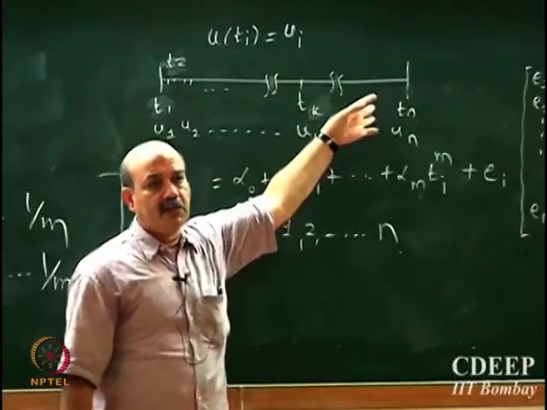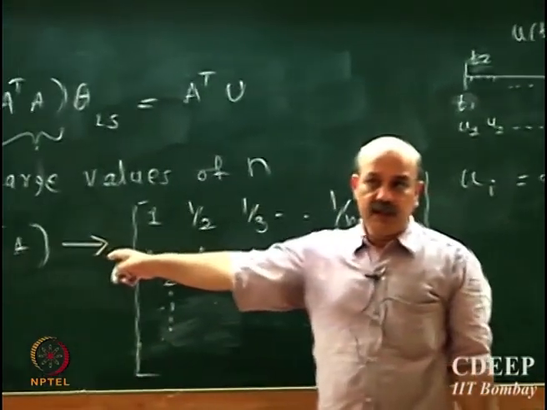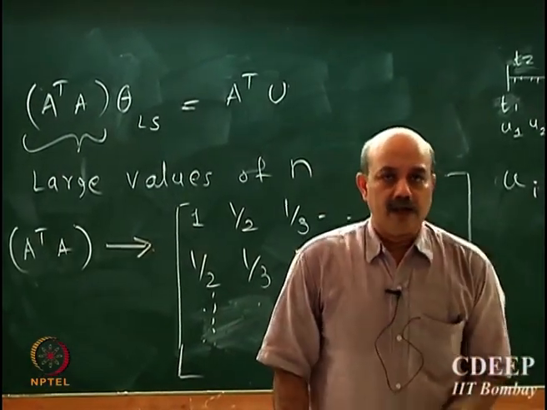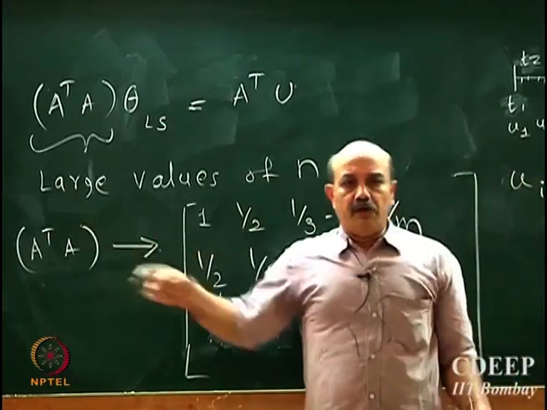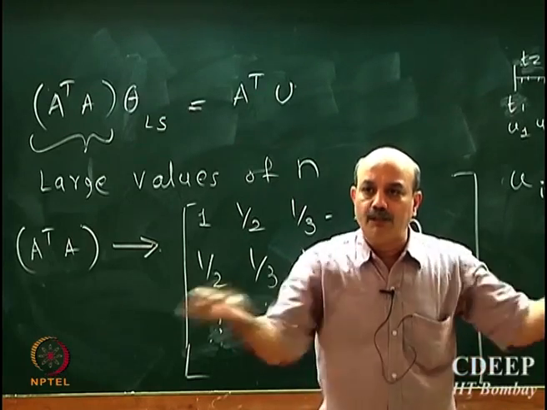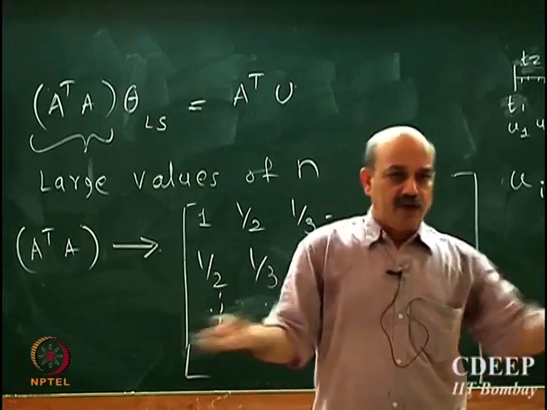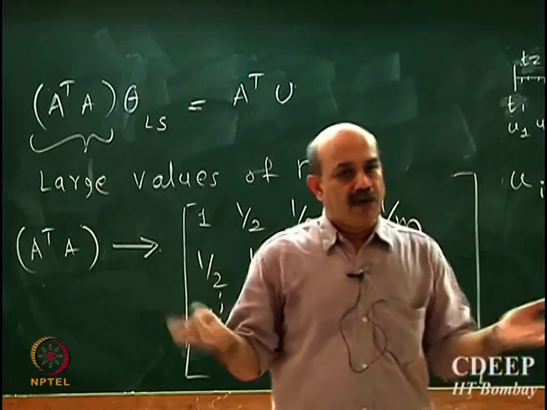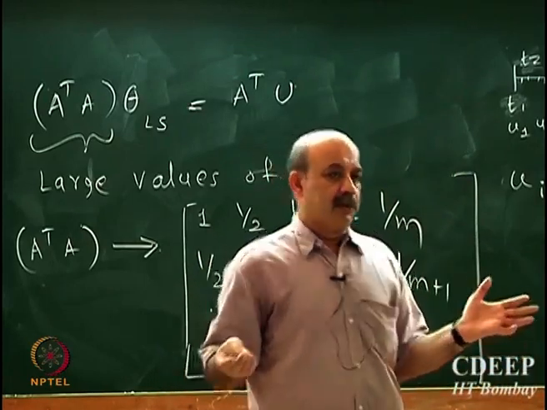Okay, for a large number of data points here, this particular matrix A transpose A, you can look for the arguments here. This matrix will tend to this matrix, which means, basically, if you want a good approximation, what will you do? You will take more data points, which is logical. Instead of taking 100 data points, if you take 500 data points, you will get a better approximation.